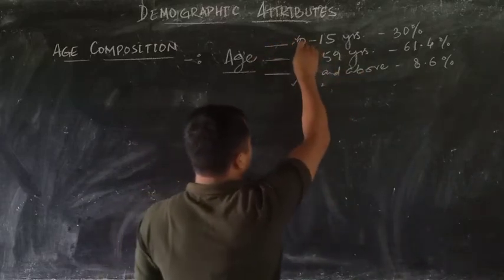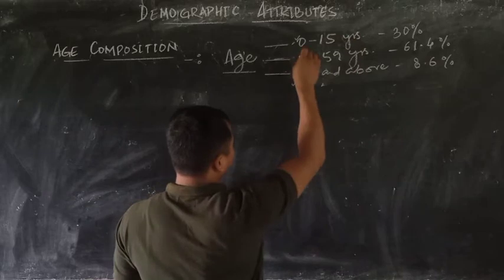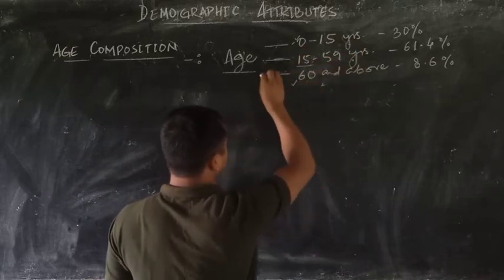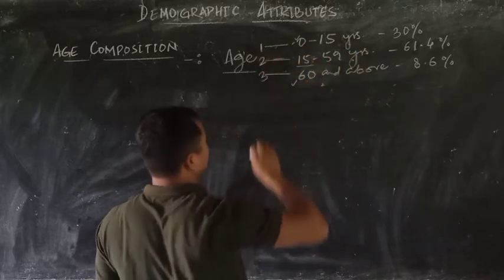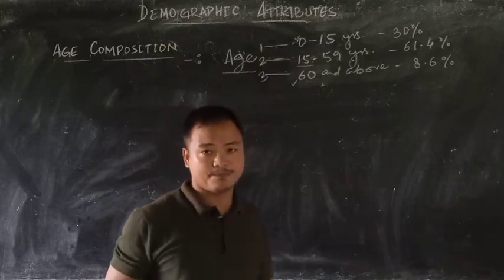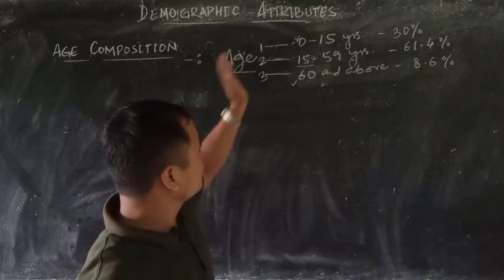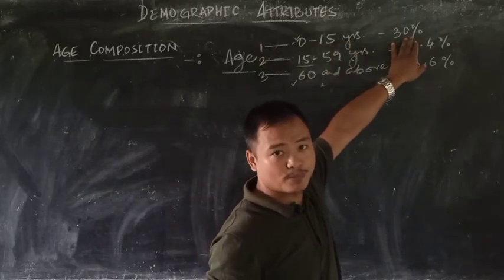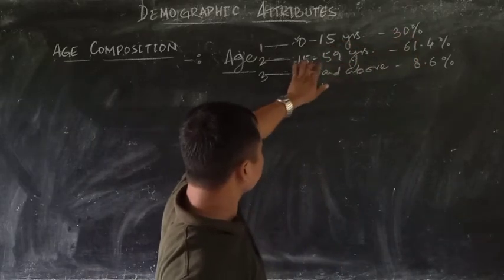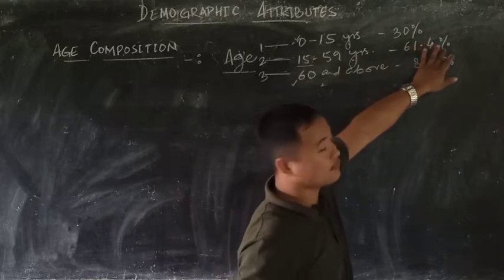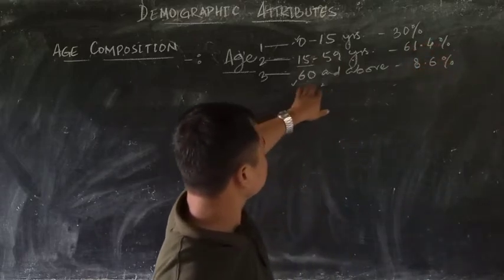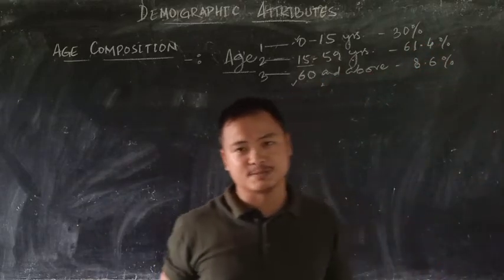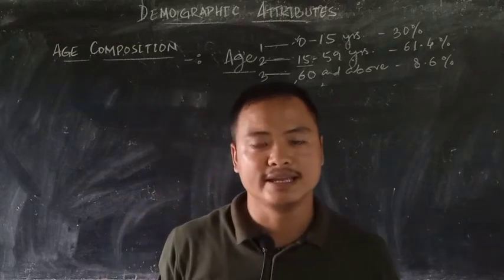You can say from 0 to 15 years, then 15 to 59 years, and the third is 60 and above. The population from 0 to 15 years is 30% of the total population of India. 15 to 59 years is 61.4%. And 60 and above is 8.6% of the total population of India.